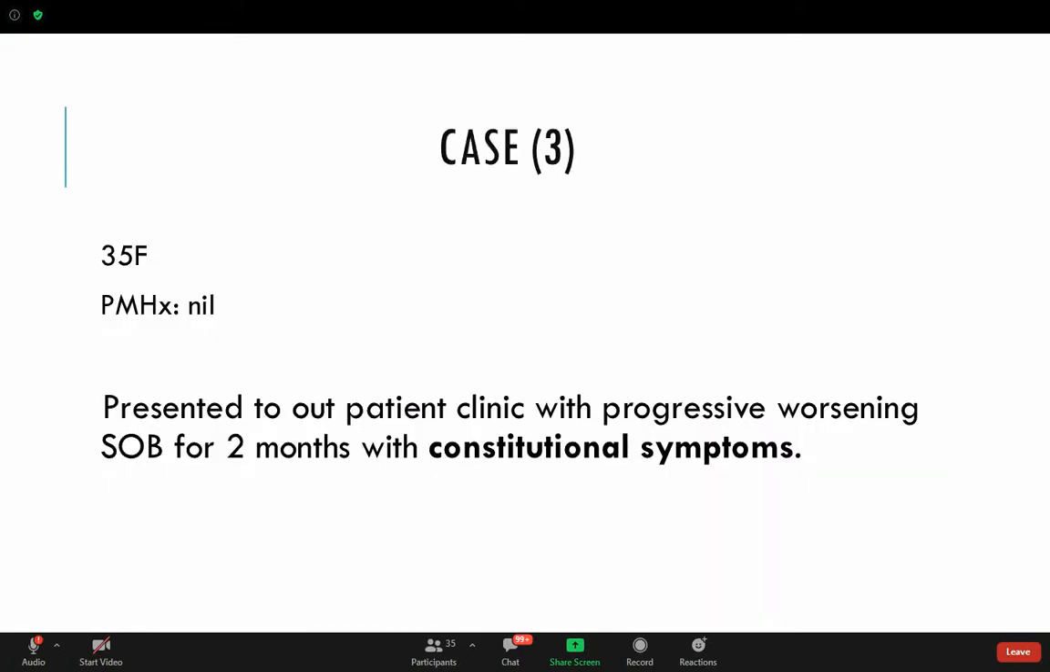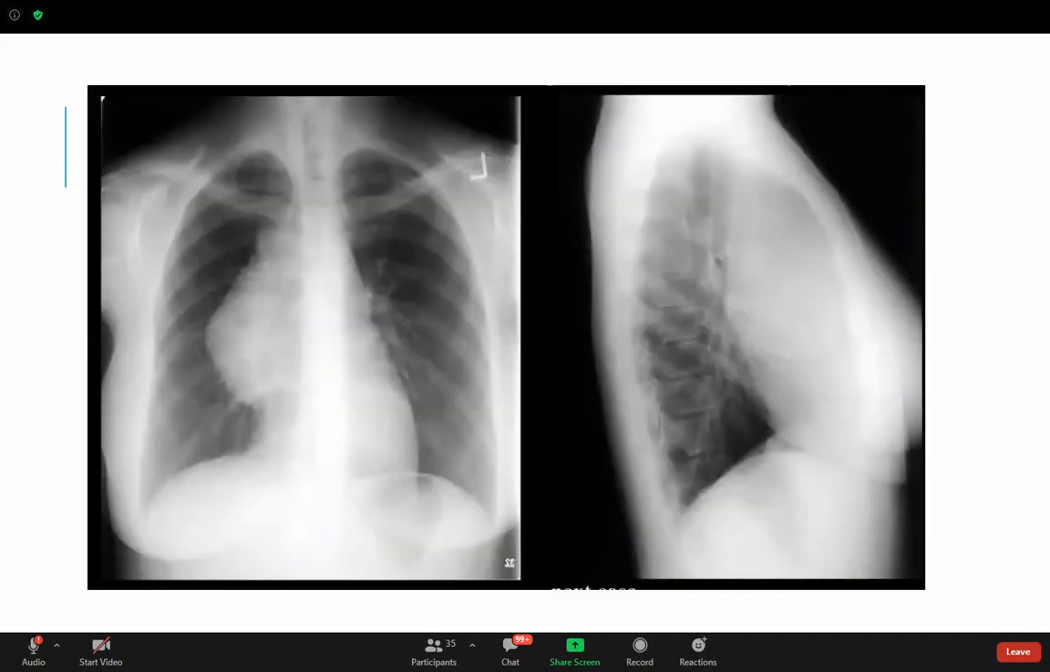Okay, case 3, a 35-year-old female. She has no past medical history. She presented to an outpatient clinic with progressively worsening shortness of breath for 2 months with constitutional symptoms. Constitutional symptoms meaning fever, weight loss, decreased appetite, those kinds of symptoms, okay? And this is her chest X-ray. What do you guys see?